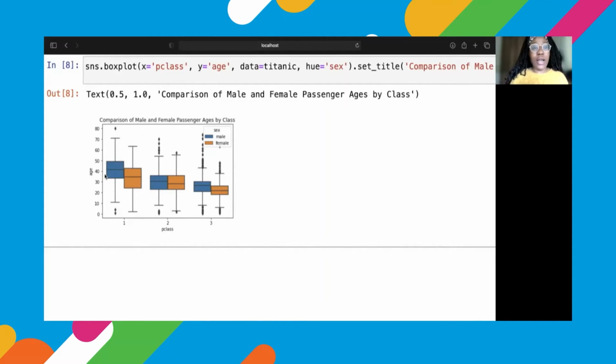On average, the males in first class are 40 years of age, and the females are around, let's say, 35 years of age. And then the age goes down as passenger classes go down. In second class, the age is around 30 years for males and females. And for third class, it's around, let's say, the late 20s. That's what the age is like for males and females in third class.